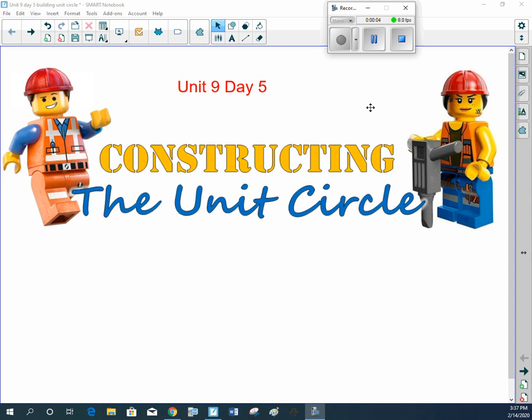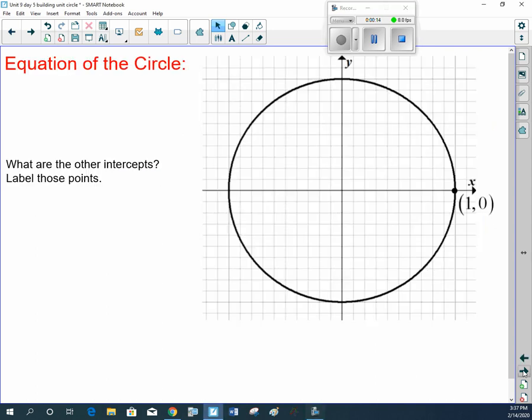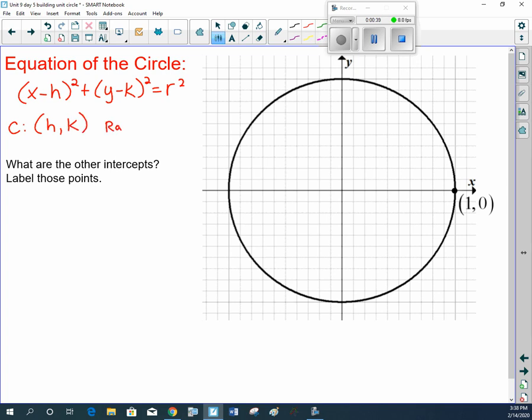Okay, today we are going to be constructing something that's called the unit circle. And so, as you can tell by the name circle, we're going to be working with a circle. So, let's first of all remember what the equation of a circle looks like. (x - h)² + (y - k)² = r². The center of your circle is located at (h, k), and the radius of the circle is r.